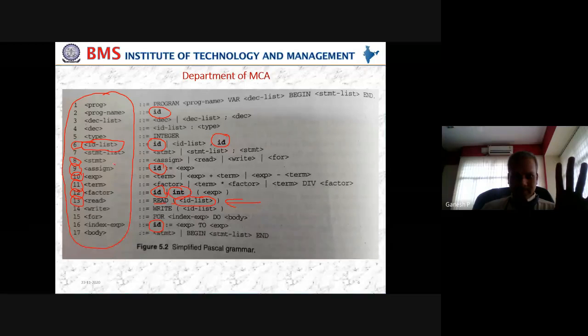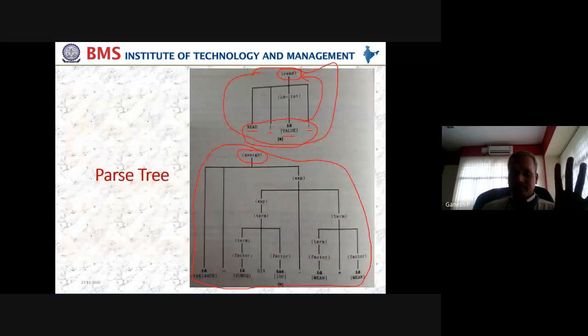Yes, assign is what? It's a non-terminal symbol. So that's why it is on the root now. All others at the bottom. See ID. ID is what? Terminal. What is int? Terminal. What is ID? Terminal.